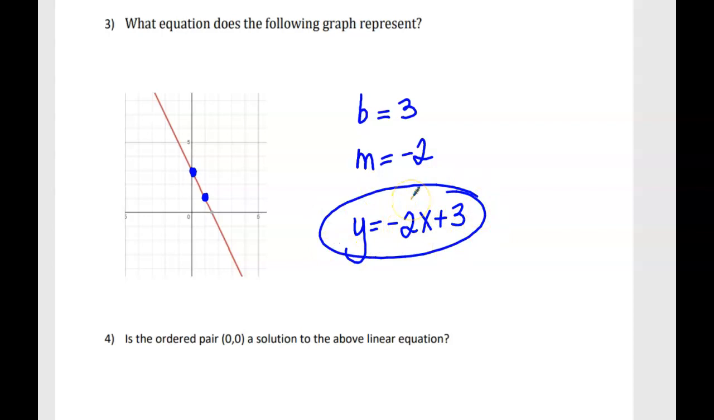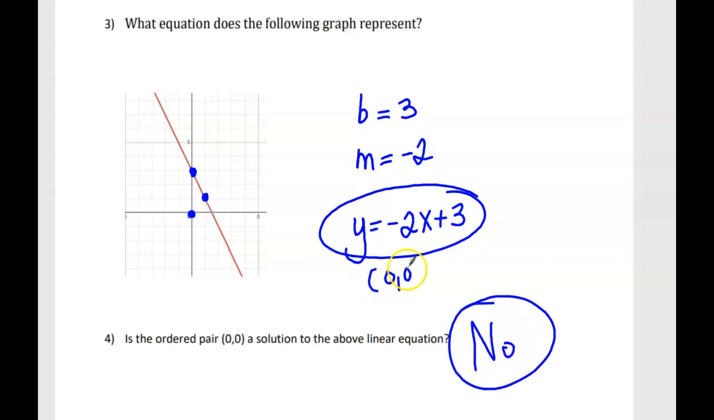All right, and then number 4 says, is the ordered pair a solution to the above linear equation? Well, this is easy enough. All I have to do is look at the point (0, 0). Is it on the line? No, it's not, so it's not a solution. You could also plug it in, putting in the point (0, 0), and you would get 0 equals 2 times 0 plus 3, which is 3, and it's not. But it's easier just to look at the graph and see that it's not on the line.